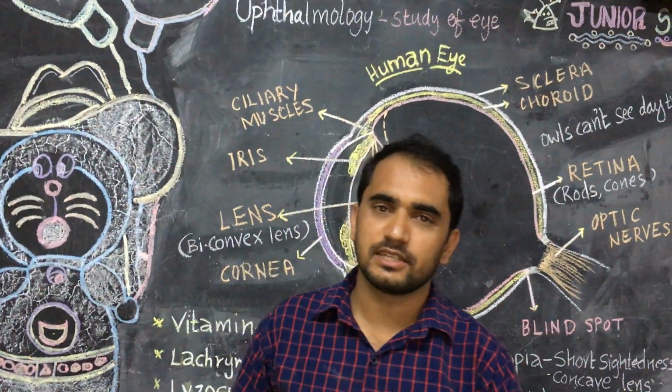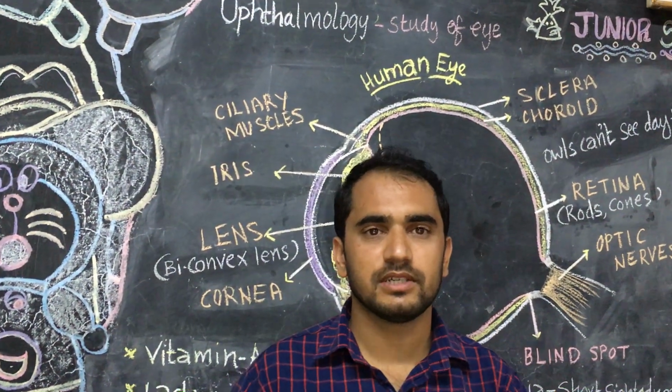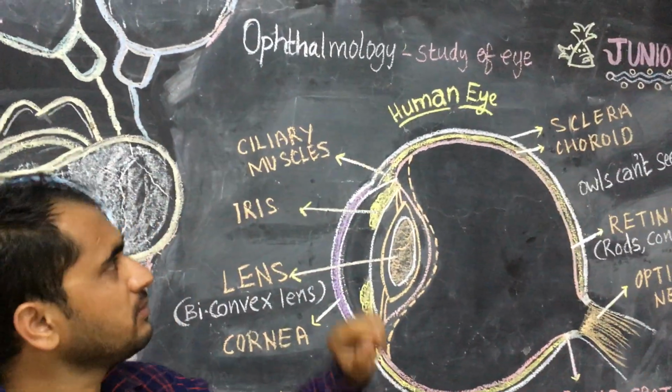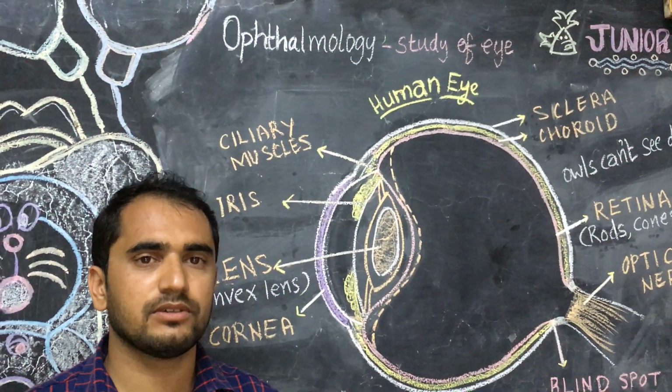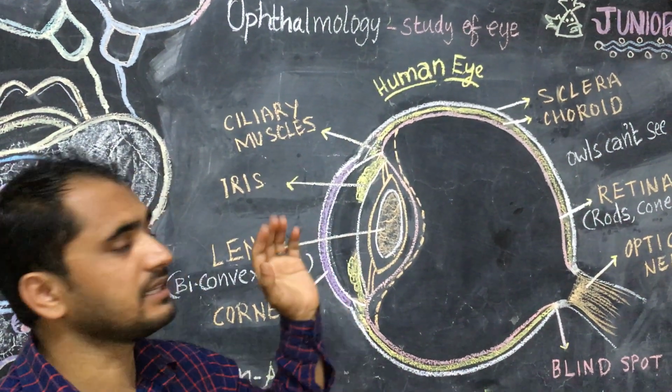This is Manoj and today we will discuss the structure of the human eye. First of all, ophthalmology. Ophthalmology is the study of the eye. The study of the eye is called ophthalmology. This question is asked in many exams.